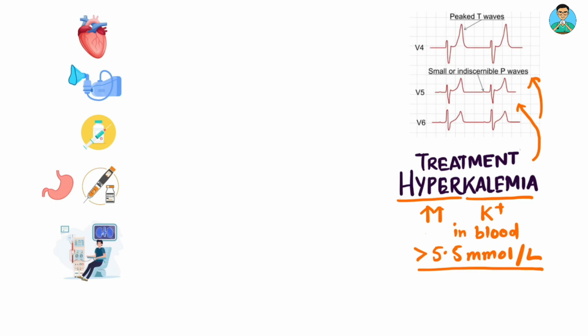Whenever you come across hyperkalemia, you have to start prompt treatment, as hyperkalemia is a medical emergency and can cause death at any moment. So the treatment of hyperkalemia is remembered by a simple mnemonic, which is cabbage, CABG, and D, cabbage D. C stands for IV calcium.